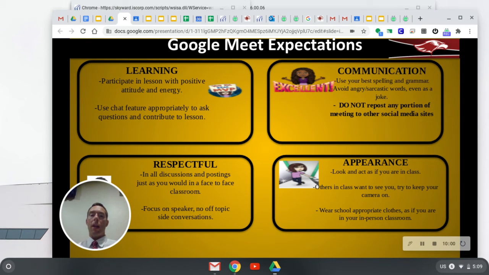Okay, almost done. So let's go over Google Meet's expectations. You're going to do a lot of meetings online this semester. Most of your conversations with teachers and with other students are going to be through Google Meets. It can be exhausting. There's a lot. I've been doing it all summer, and I'm getting used to it.